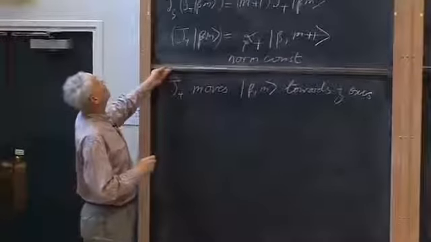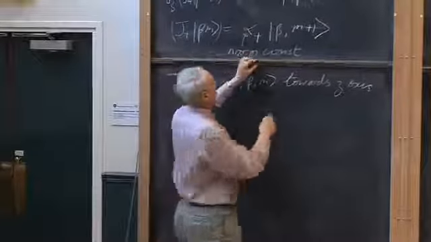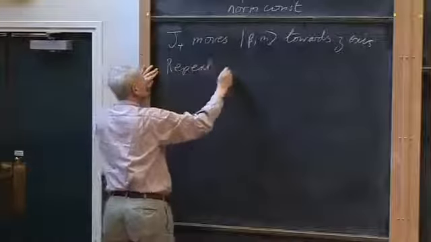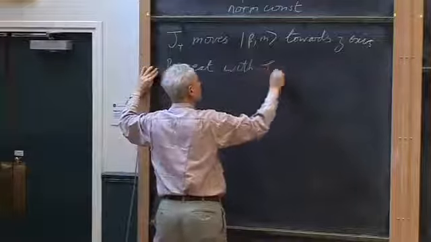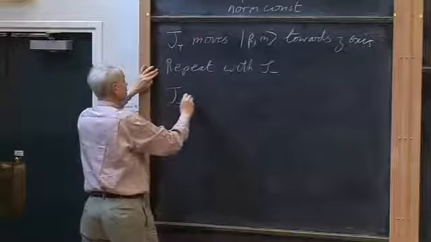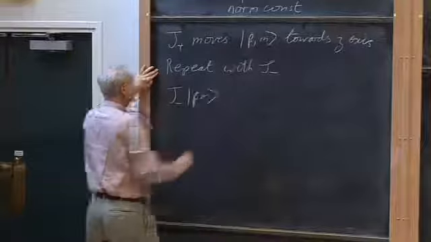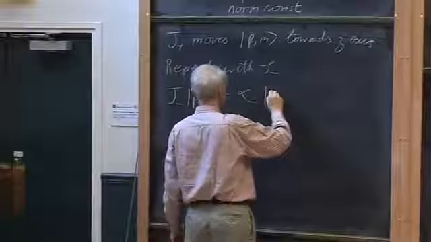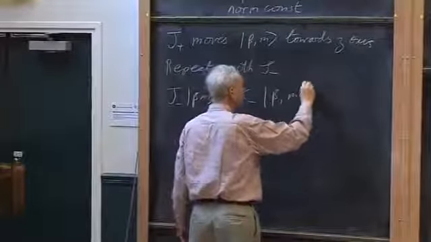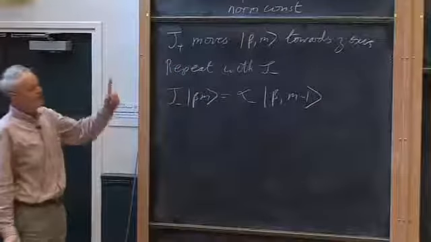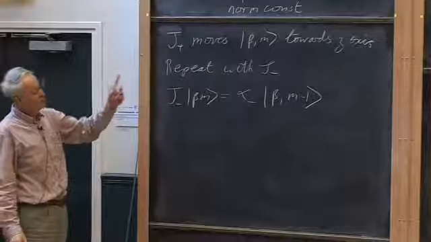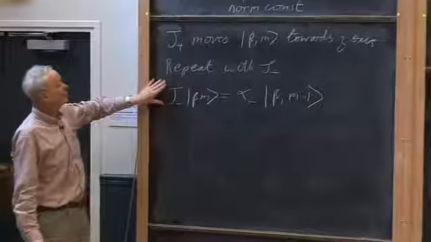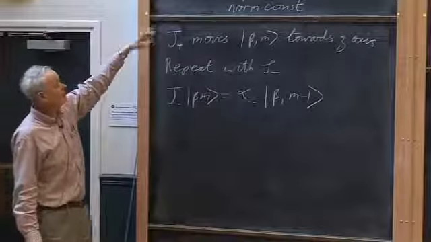Okay, we could repeat all this stuff. I recommend that after the lecture you do repeat all this using j minus, and you will find that j minus on beta m is going to equal some amount, not yet determined, of beta m minus 1. It does the reverse trick. It moves it away from the z-axis, or if you like, towards the minus z-axis. Showing this is a precise repeat of what was done up here, except every plus sign gets turned into a minus sign.